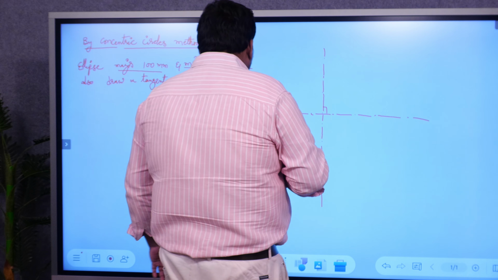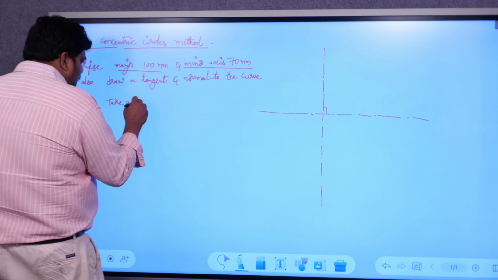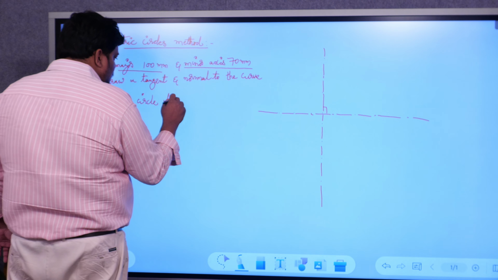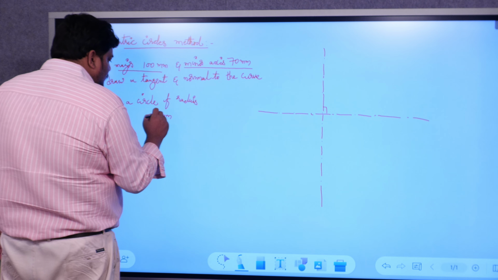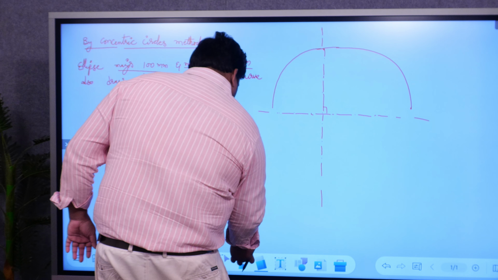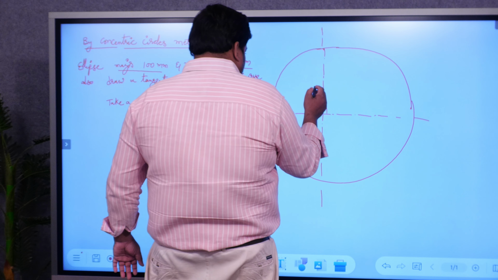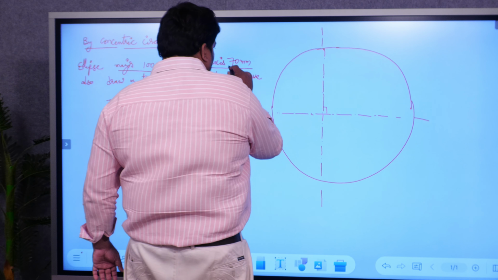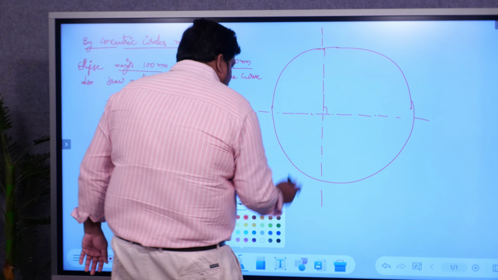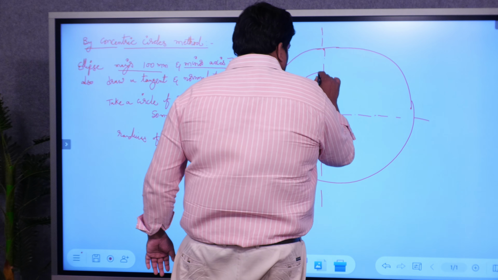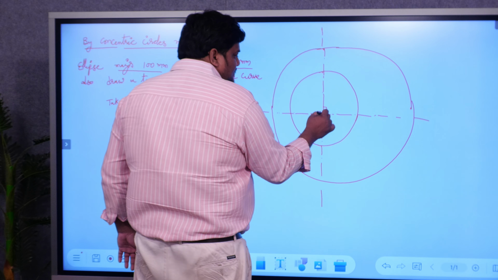Now take a circle of radius 50 mm for the major axis, and draw one circle. Similarly, the minor axis is 70 mm diameter, which gives a radius of 35 mm. Draw the smaller circle of radius 35 mm. These two circles have a common center, which is the centroidal point.